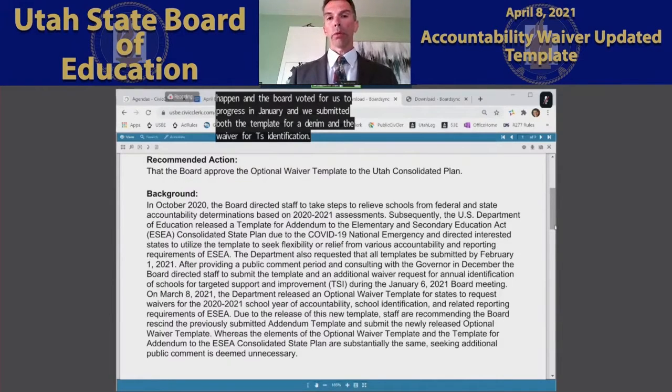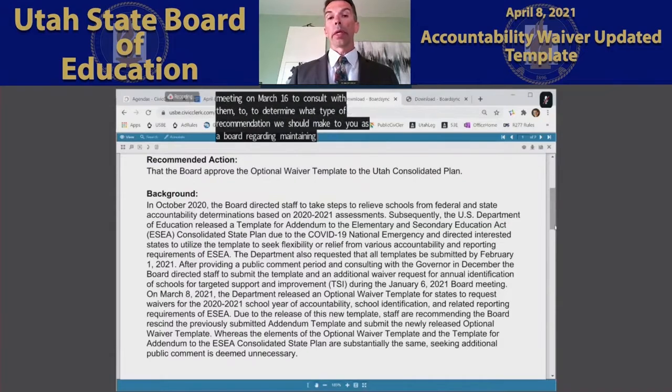to determine what type of recommendation we should make to you as a board regarding maintaining the template for addendum that's already been submitted in addition to the waiver for TSI identification, or whether it would be advantageous for the Utah State Board of Education to subsequently submit the optional waiver template, upon which doing the previous template for addendum would be removed, or it would be acknowledged that that was no longer being requested.